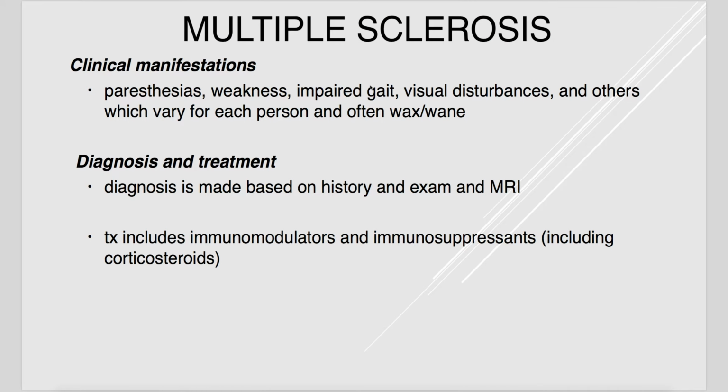So clinical manifestations, big ones, paresthesias. You'll have paresthesias in the limbs, in the face, and weakness is a big one. Changes in gait, visual disturbances because the optic nerves can become involved. And again, it's going to vary depending on the clinical course. It's going to depend on how long you've had the disease.